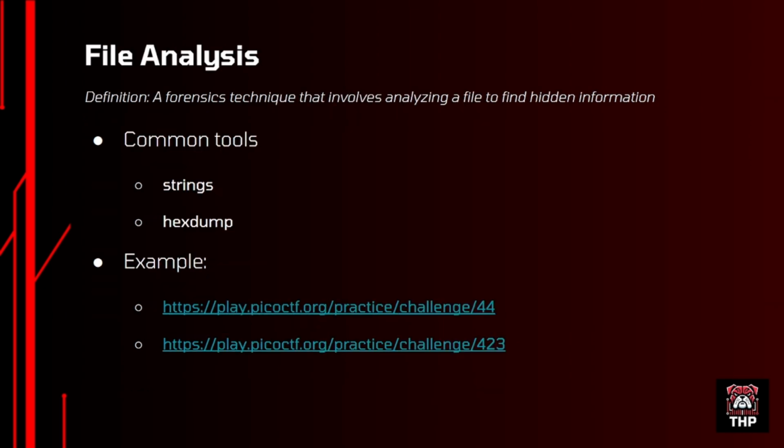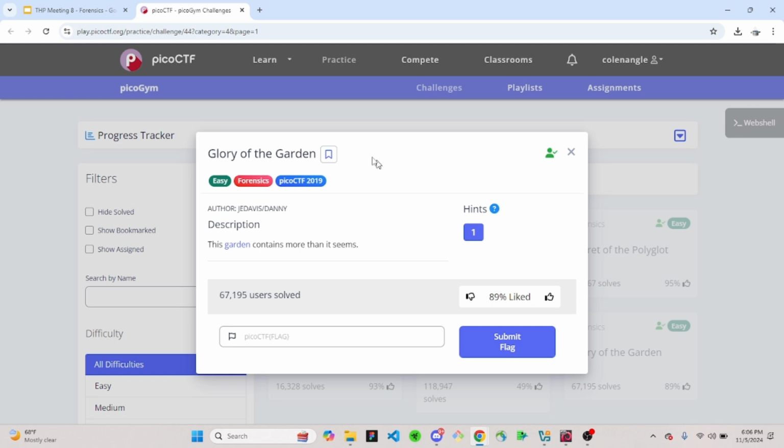So for the first section, we're going to do file analysis. That's a forensics technique that involves analyzing a file to find hidden information generally. I've got two PicoCTF challenges that I'm just going to run through as examples. For this first one, it's called Glory of the Garden. It says, "This garden contains more than it seems." And then for the hint, it says, "What is a hex editor?"